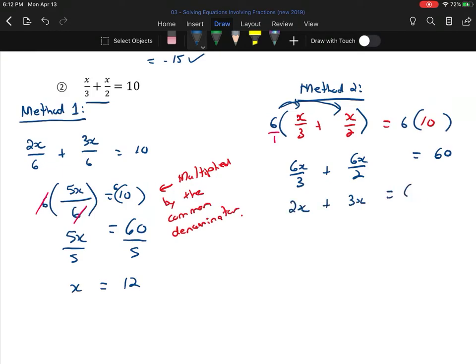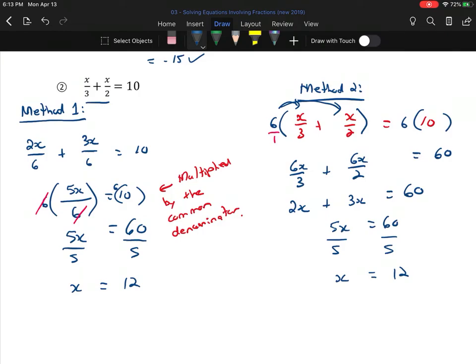6x divided by 3 is 2x. And 6x divided by 2 is 3x. And it clears out the fractions. Basically, by multiplying through by 6, the common denominator, I didn't really have to deal with the fractions as much. And then the last few steps are shockingly similar to the other method, actually.